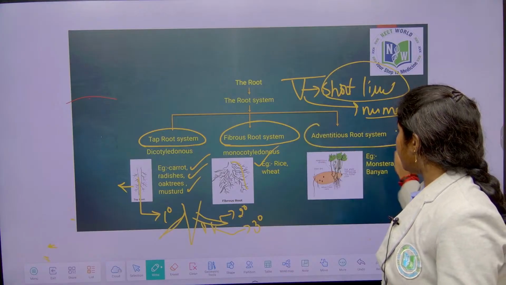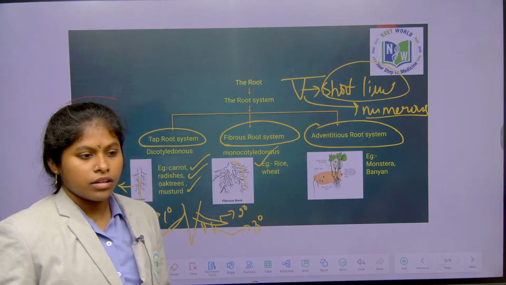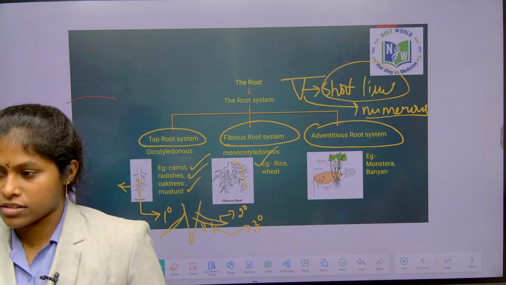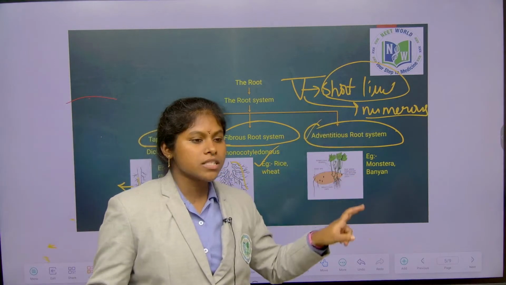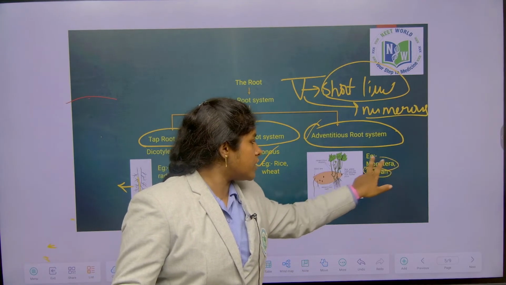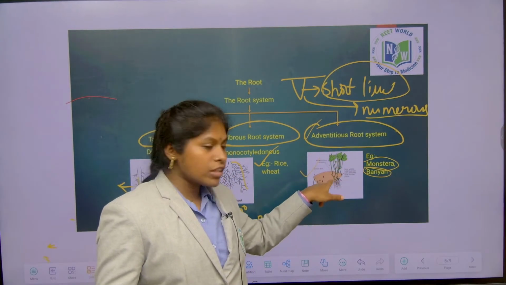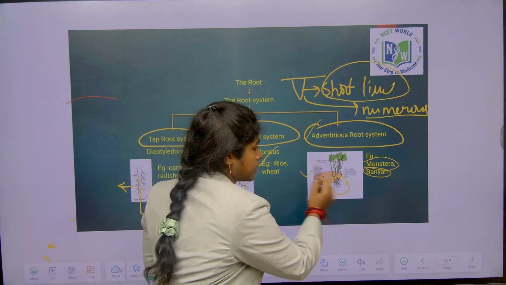Coming to the adventitious roots. What are adventitious roots? Other than the primary root, if roots arise from any part of the plant, either from the leaf or from the branches, those roots are called adventitious roots. The examples are banyan tree, monstera and sweet potato as well. A sweet potato has nodes. From the nodes, you see, the roots arise.